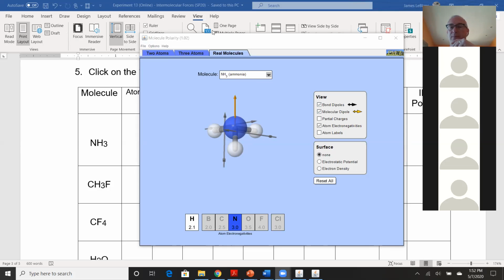So the overall dipole is pointing up because the nitrogen has a slight negative charge on it, and the 3 hydrogens have a slight positive charge. And so the net molecular dipole is straight up toward the nitrogen and away from the hydrogens. So this will give you an idea. I think I asked for the partial charges.